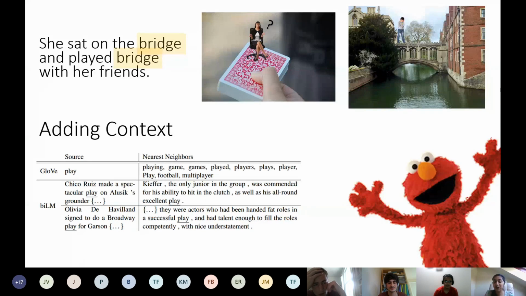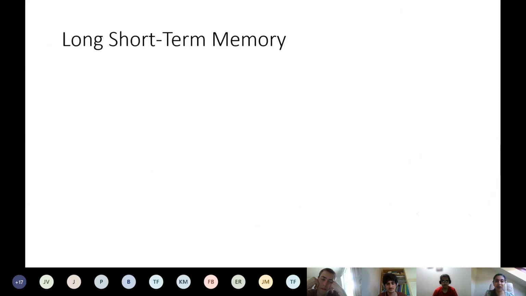ELMo, on the other hand, also adds context. So the word play, as in a theatrical sense, would be very different to the word play as in a sporting sense. Would be very different to the word play as in press play on the TV. Yes, and we need to find out how it added this context. The way you and I would add context is we would look at the whole sentence, remember what was said before, think about what is said later on, and then mix them together. We essentially use memory.